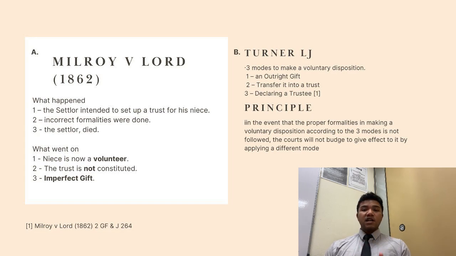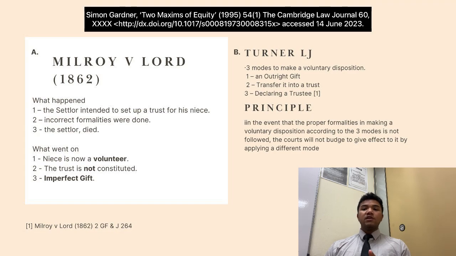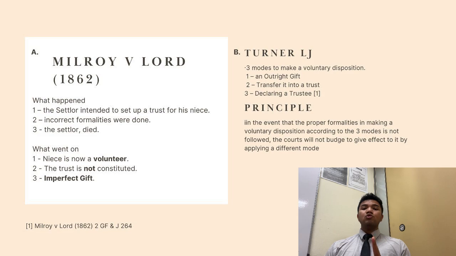Now, according to an article by Simon Gardner, many scholars believe that these two maxims are usually used in pairs and become expressed as the maxim equity will not assist a volunteer to perfect an imperfect gift. The court's decision reflects the first maxim. The second maxim is reflected in the consequences of the court's decision. The court decided that equity will not perfect an imperfect gift, and in doing so brought out the consequence where the volunteer in the circumstance of the case is not assisted by the law to receive their gift.